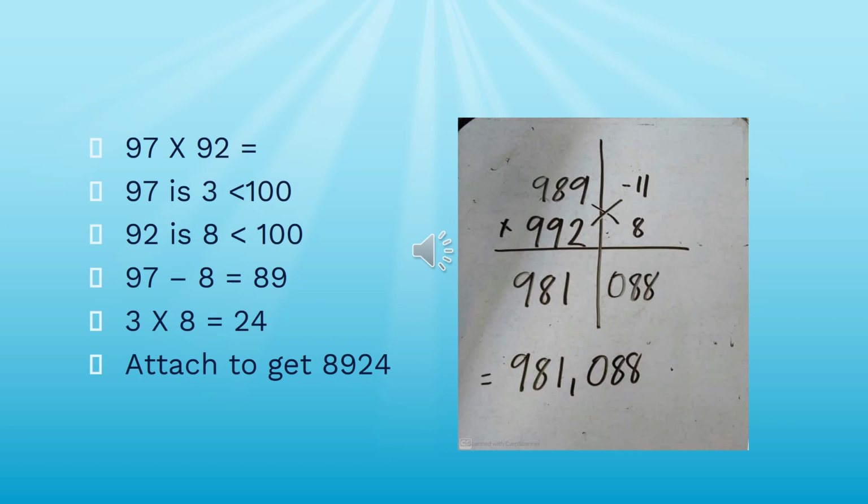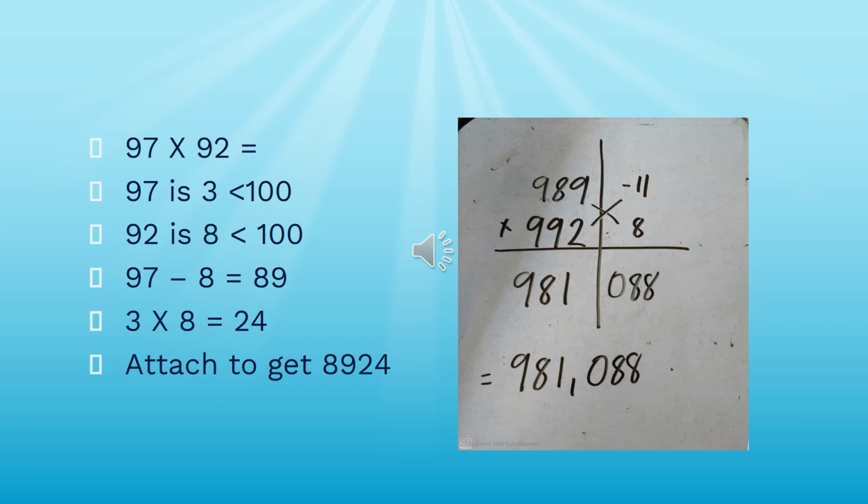To fully grasp this trick or technique, I have here two additional examples. First is 97 times 92. First, let us check the distances. 97 is 3 away from 100, our base, or a power of 10, and 92 is 8 away from 100.